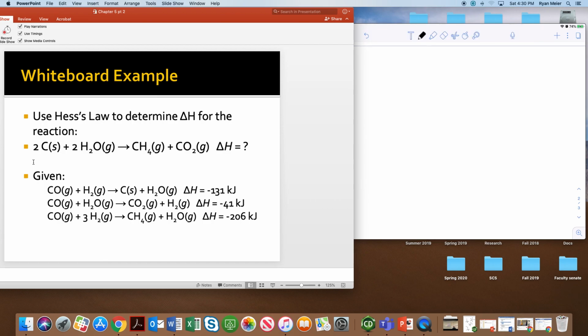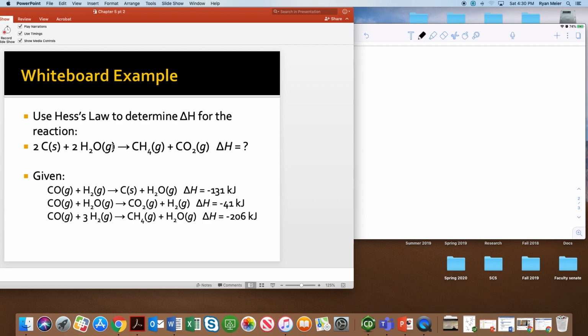How we're actually going to go about doing this is taking each one of these reactions and figuring out what we have to do to each individual reaction that we know the delta H for before we add them up. Really our end goal is to add all these reactions together to get the overall one. But the problem is if I take these three reactions as they're written right now and add them up, I'm not going to get the reaction up here that I want.